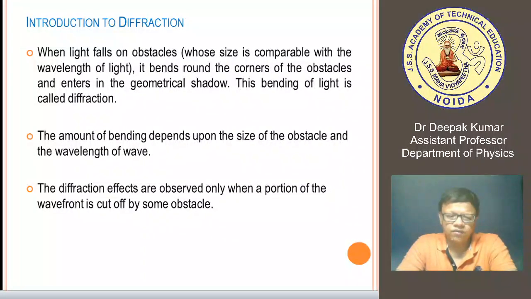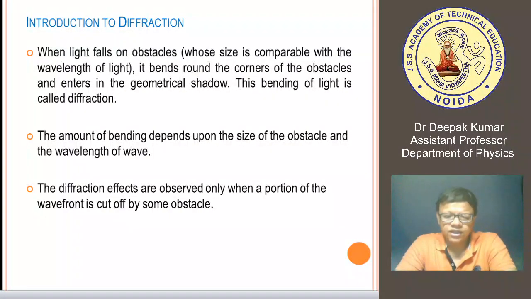In interference all the maxima are of the same intensity and are equally placed on both sides of the screen, whereas in diffraction you will have symmetry on both sides, but the intensity will gradually decrease as you move from the center towards the sides. Now the amount of bending depends upon the size of the obstacle and the wavelength of the wave.